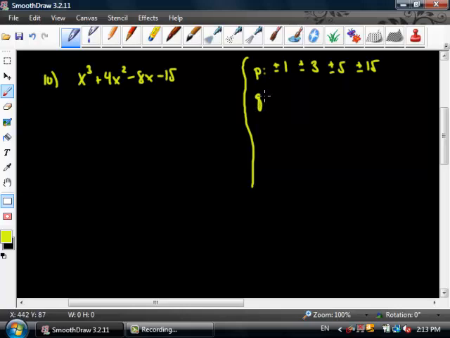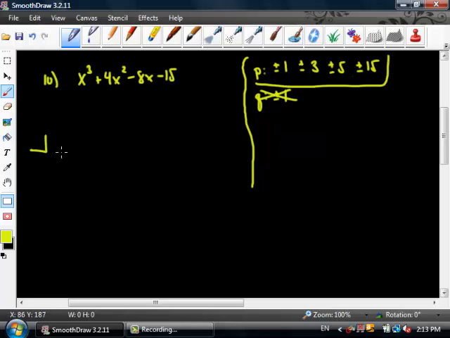Now, because q is just plus or minus 1, being the first term, we actually don't need it, because p over q is just going to be the same thing as p. So these are all the factors that you need in order to start guessing using synthetic division.